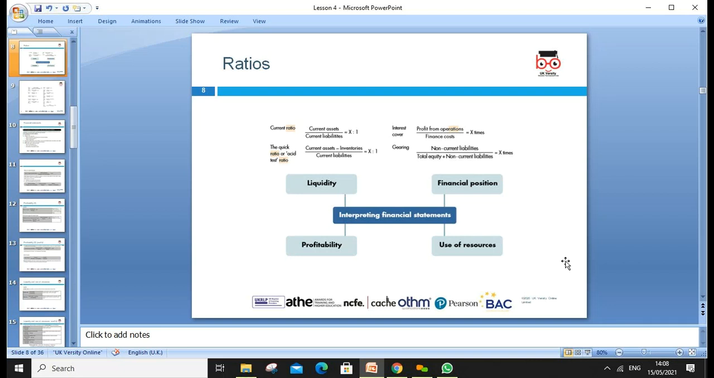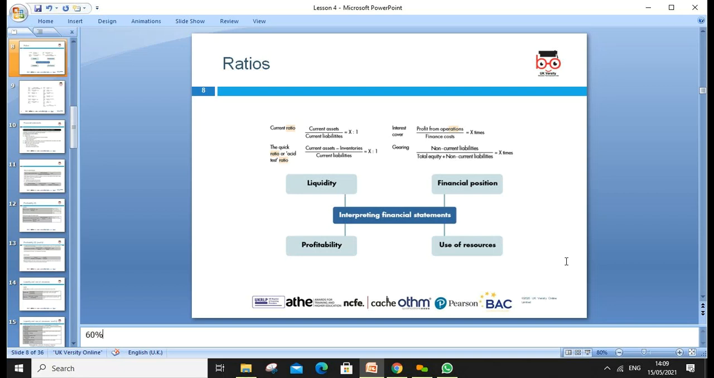Second, gearing ratio. Gearing means, if you drive a car in a high gear, it's high risk. Exactly the same here if you have high borrowing: non-current liability divided by equity plus non-current liability. We can do it in times, but normally we do it in percentage. The other formula is non-current liability, which means long-term debt, divided by equity, how much debt, how much equity, times by 100, and it comes in percentage.